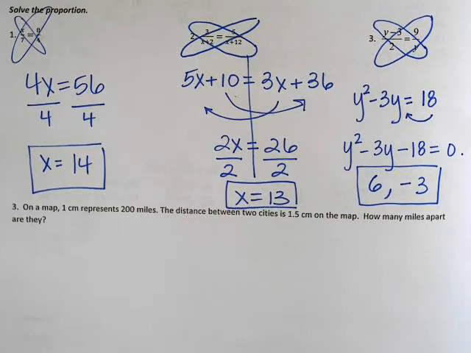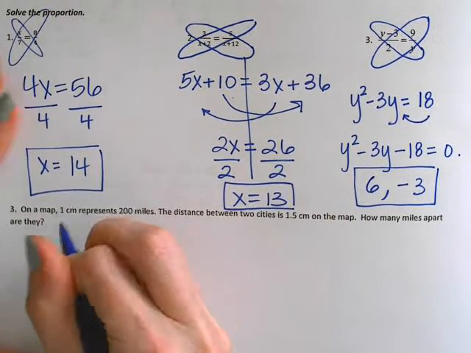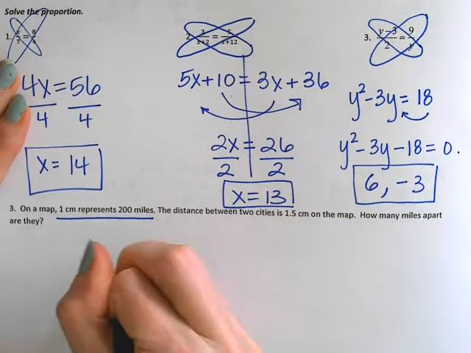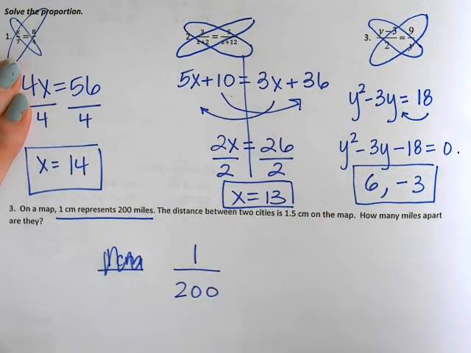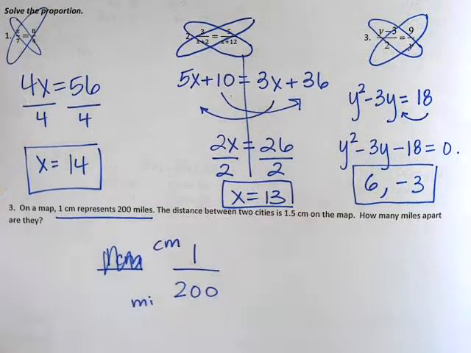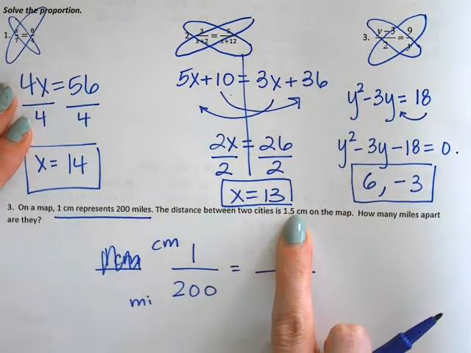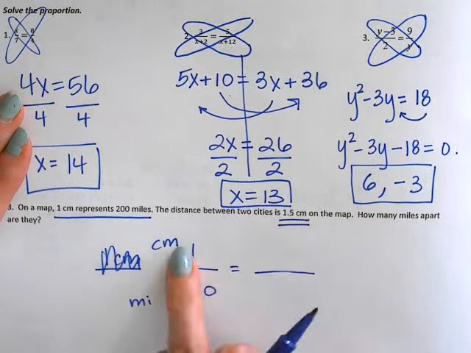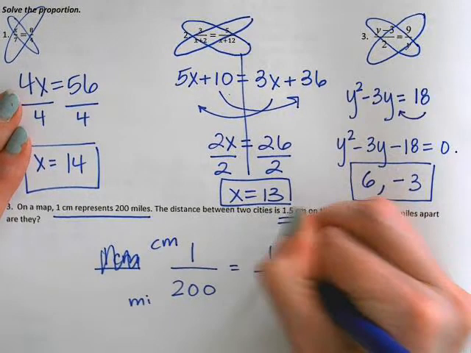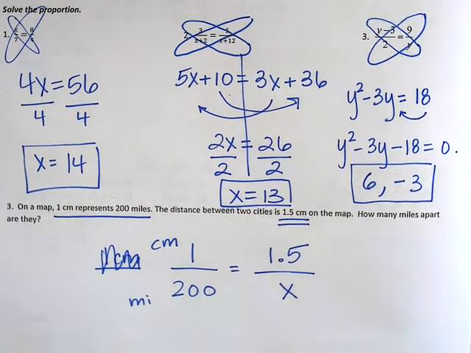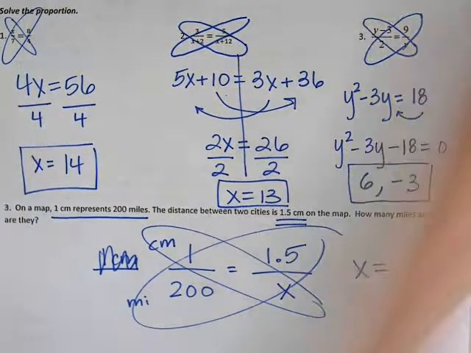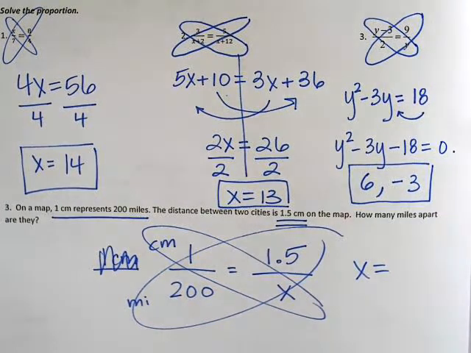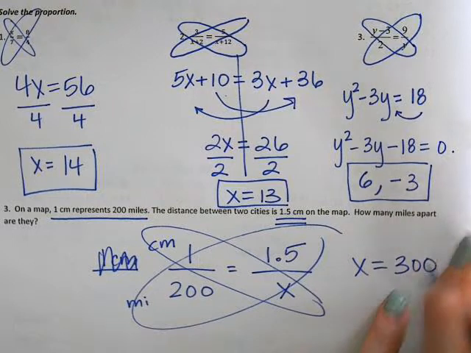And then we did word problems where we set up a proportion. So on this one, it says 1 centimeter represents 200 miles. So that's our first ratio. 1 to 200. And the 1 is centimeters and the 200 is miles. Okay, now where should we put the 1.5? It's a centimeter, so it's going to go on top with the other centimeter, and then the x goes on bottom. And then we cross multiply. We get x equals whatever 200 times 1.5 is. And that is 300 miles.